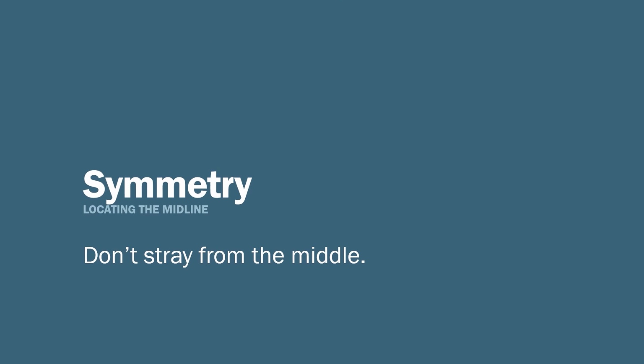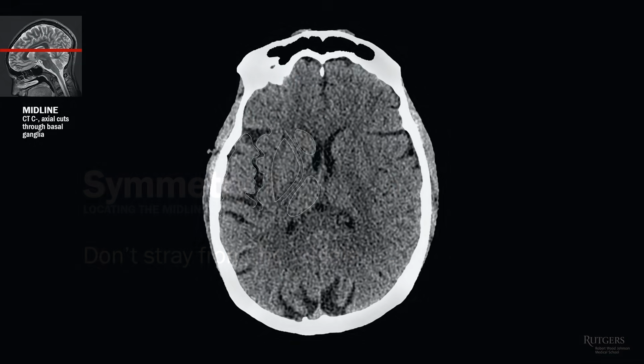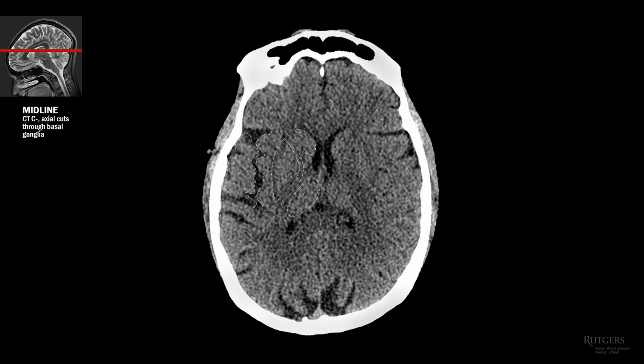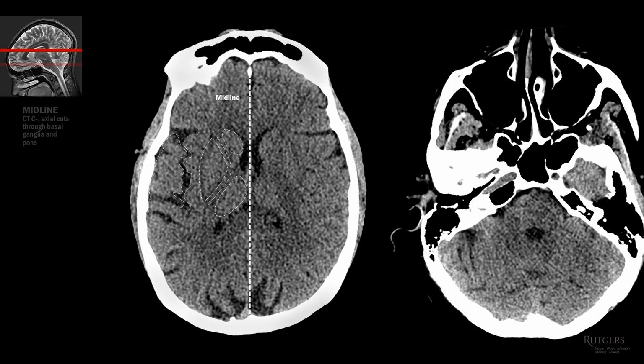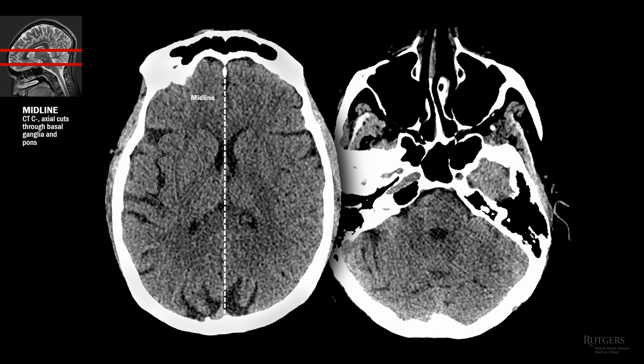Let's talk about symmetry. Here is a non-contrast head CT, axial slice, through the basal ganglia. This image should haunt you in your nightmares by now. Let's locate the midline by drawing a straight line from the falx cerebri to the confluence of venous sinuses right through the septum pellucidum in the middle of the lateral ventricle. There's no asymmetry here, and the midline is where it needs to be. Now, what about the slice through the pons? Also symmetric.